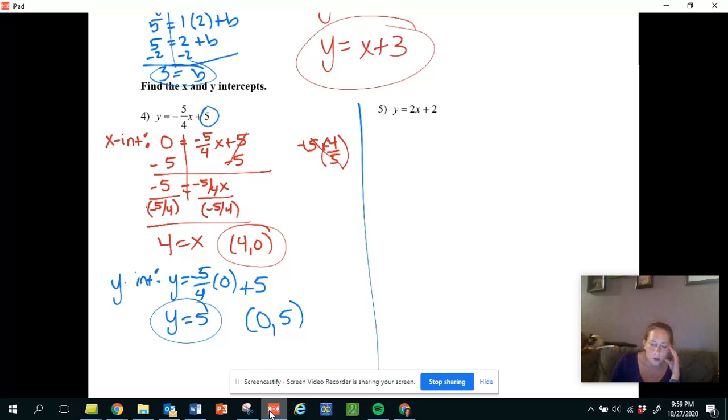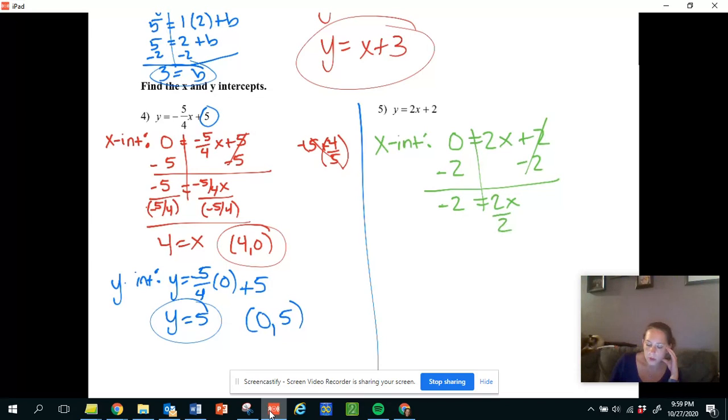Okay. One more. So the x-intercept is the tricky one. I have to make y equal 0 and solve for x. So I'm going to subtract 2 on both sides. I get 2x equals negative 2. And then divide by 2 on both sides, and I get x equals negative 1. So my x-intercept is the point negative 1, 0. When y is 0, x is negative 1.